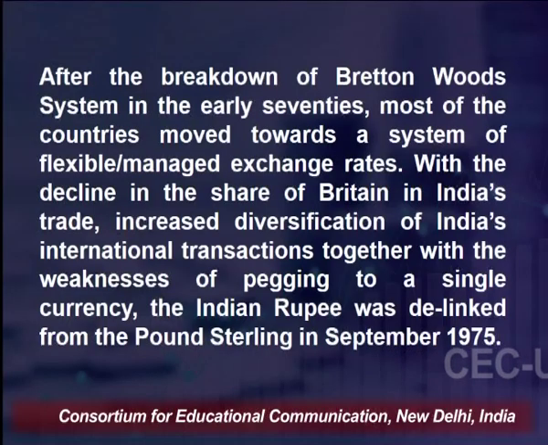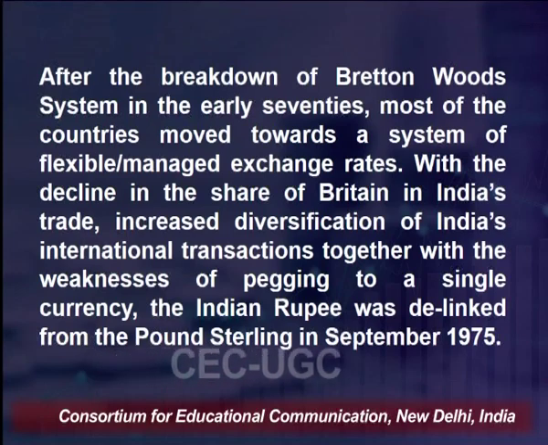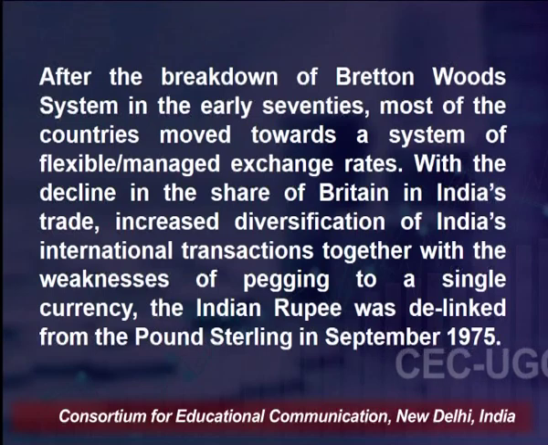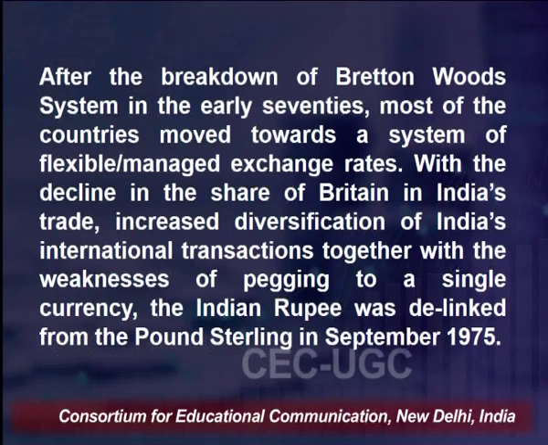In the first 2-3 five-year plans, India was predominantly trading with Britain, which over the time period plunged down, and there was a decline in the share of Britain in India's trade, and also a diversification of India to various other markets and trade with various other parts of the world. That increased diversification of India's international transactions, together with the weakness of pegging to a single currency, meant that the Indian rupee was later delinked from the pound sterling, right.